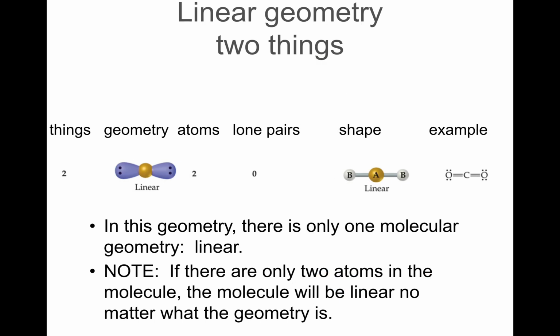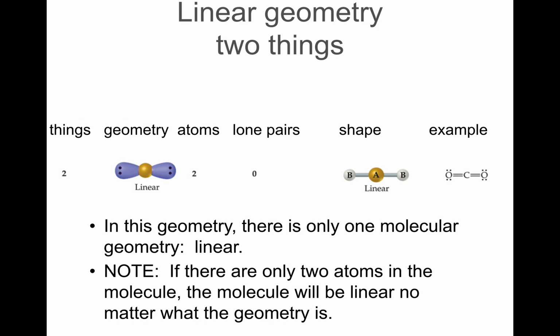Okay, so in a linear geometry, that means that there are going to be 2 things, okay? So it could be 2 bonds or 2 areas of lone pair of electrons. Okay, and in this geometry, there's only one molecular geometry.